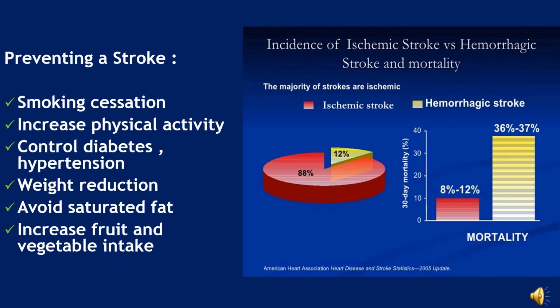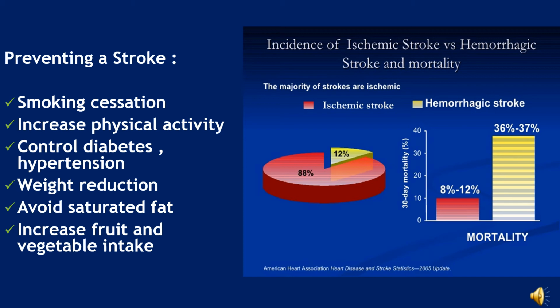Now, I will talk about the incidence of ischemic stroke versus hemorrhagic stroke and their mortality. First of all, the most common type of stroke is ischemic stroke: 88% is ischemic stroke versus 12% hemorrhagic stroke.